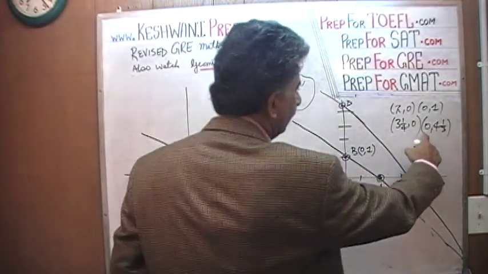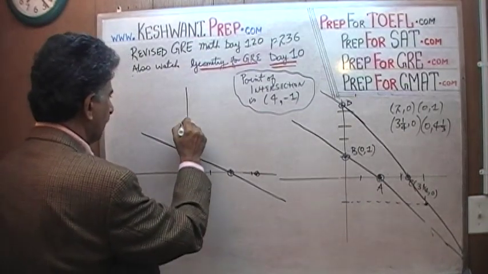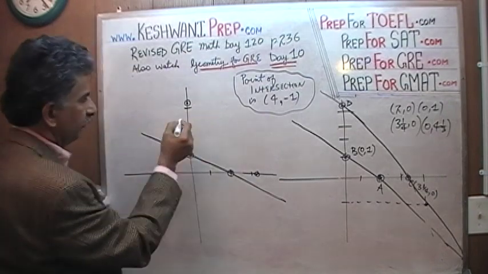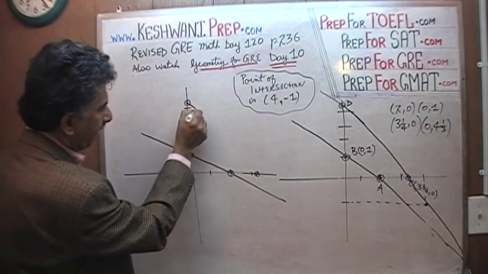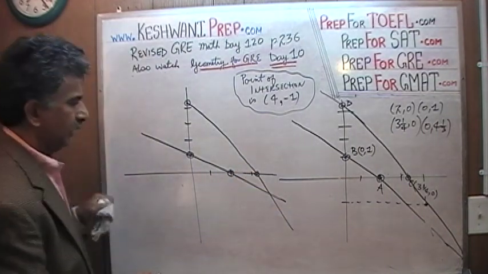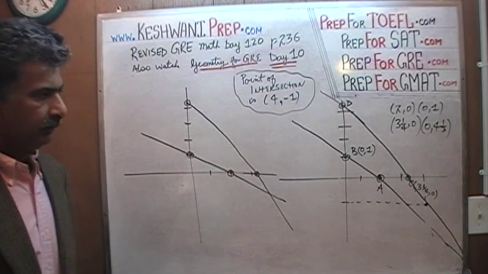And 0 and 4 and 1/3. 1, 2, 3, 4 and 1/3, somewhere here. Let's draw this. Keep your fingers crossed this time. Voila! There, you see? I did a sloppy job drawing this thing.